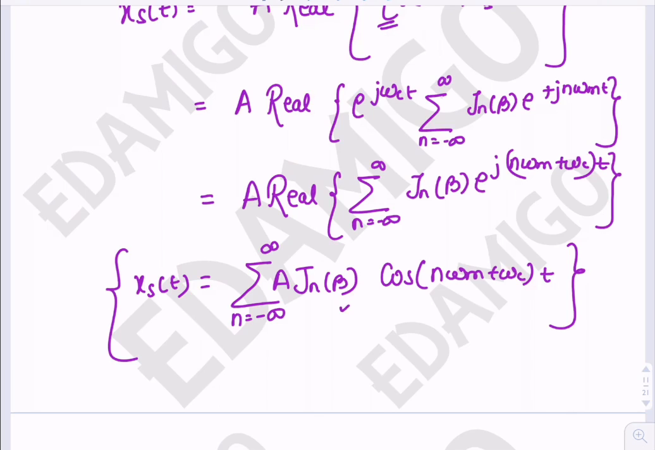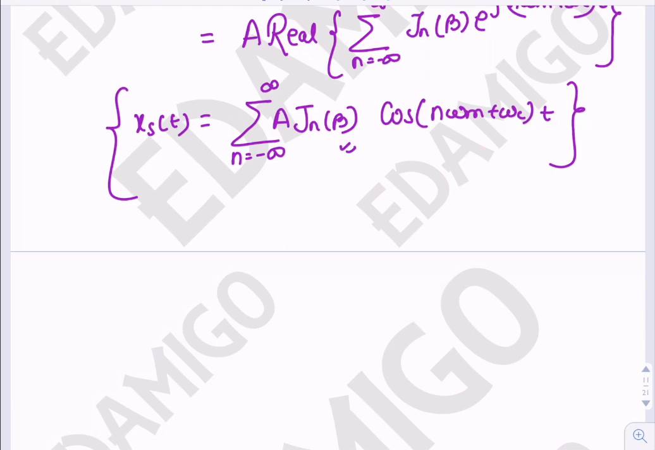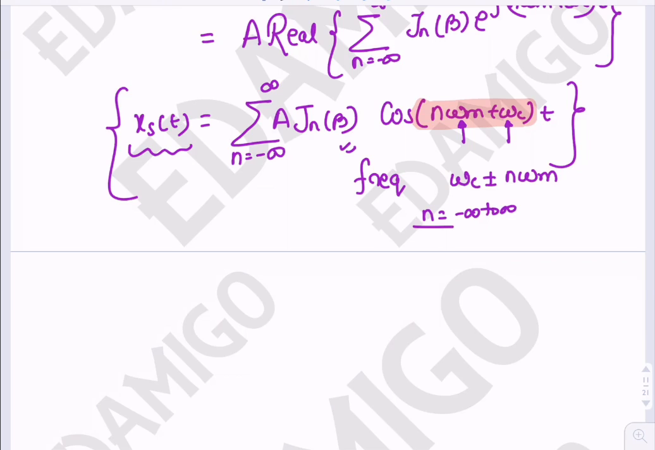Here we can easily see that if the signal through which frequency modulation was done was of frequency omega_m and the carrier was of frequency omega_c, then the frequency modulated or angle modulated signal x(t) has frequencies of omega_c plus or minus n omega_m, where n goes from minus infinity to infinity. So this is important.